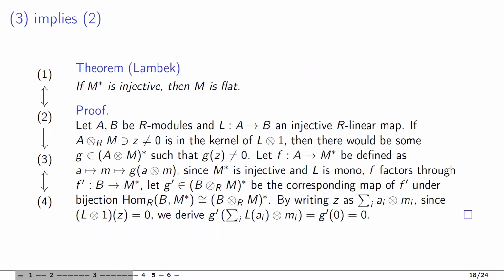And this is a theorem due to Lambek. Lambek said that if the character module of M is an injective module, then M is flat. In fact, this works also in the other direction: M is flat if and only if its character module is injective, but we only need one direction, so I only prove one direction. The other direction, I think, is perhaps even easier.